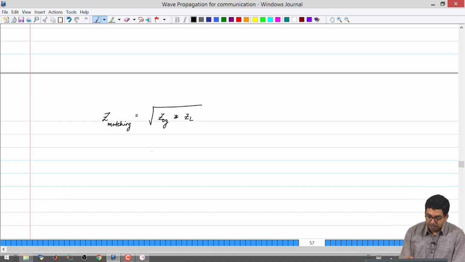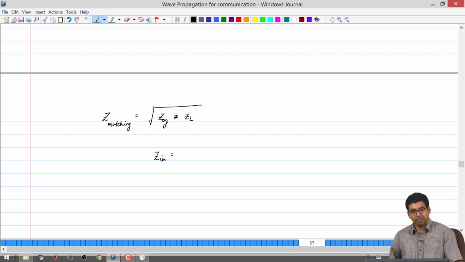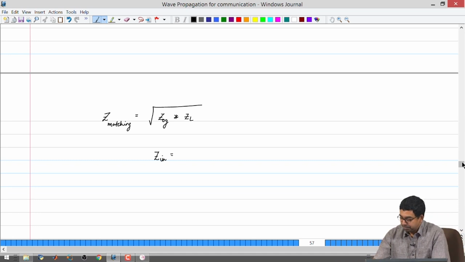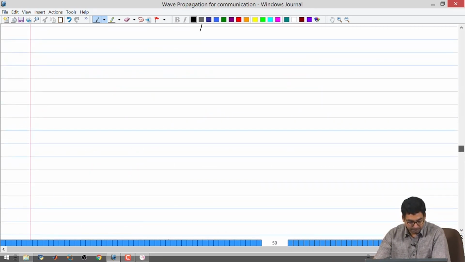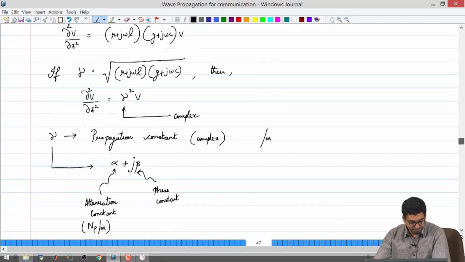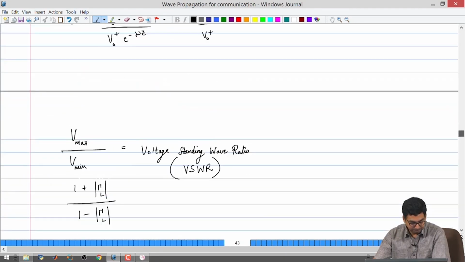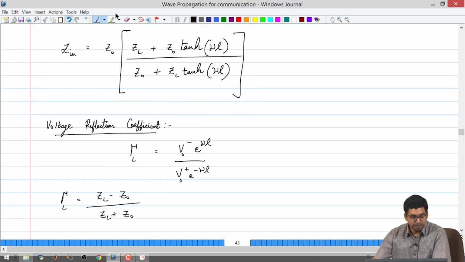You can take your equation for Z in that we had written before. So, you have Z naught times ZL plus Z naught tanh gamma L divided by Z naught plus ZL tanh gamma L. This is for a lossy transmission line circuit. For a lossless transmission circuit, you will remove the hyperbolic part, and instead of gamma you will simply write this as beta L.